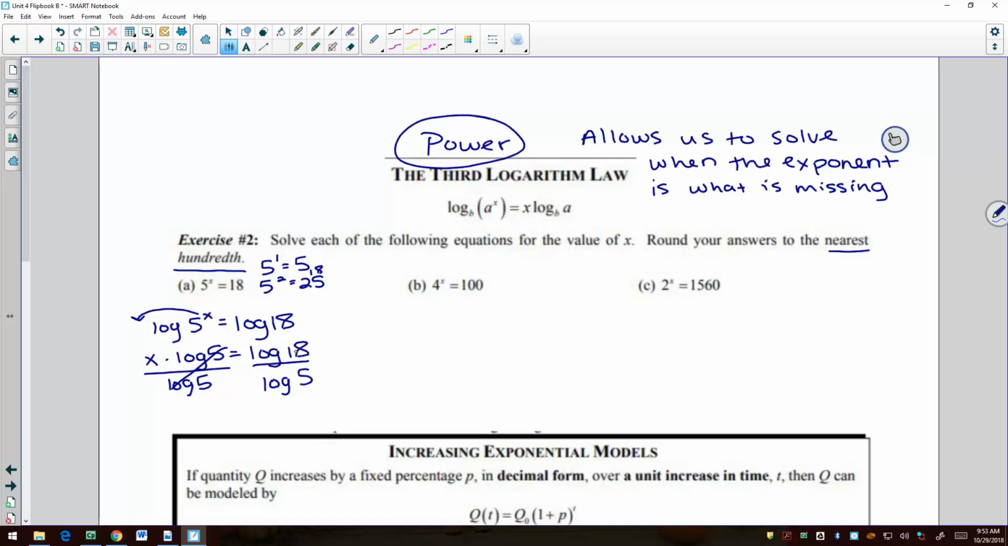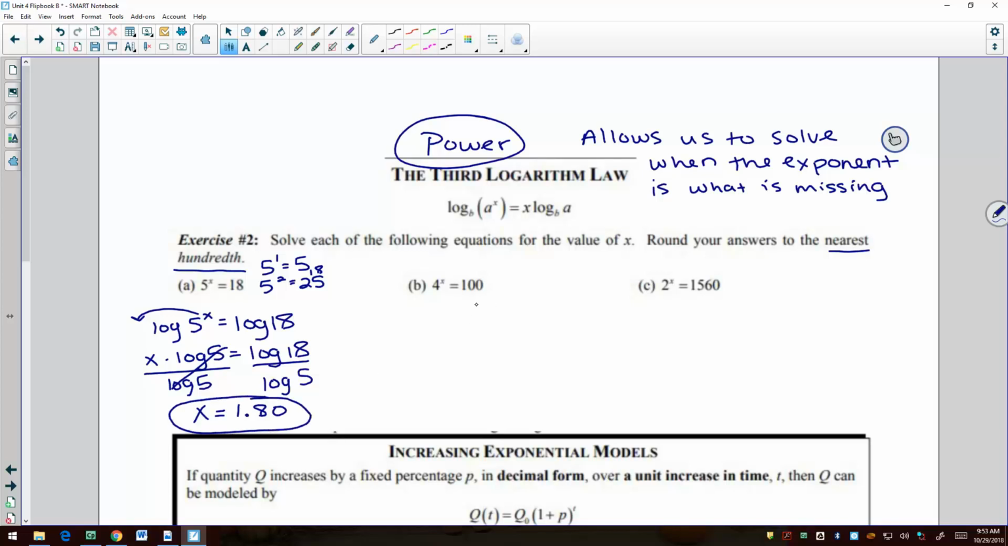You can't do in your head, remember, this is an imaginary base 10, 10 to some power is 18. You're not going to be able to do that in your head because it's not easy. Same thing here, 10 to some power is 5. Your calculator can do it quicker, and it's going to divide those out. So literally on your calculator, you just type the log of 18 divided by the log of 5. It'll spit out some number, and you have to round to the nearest hundredth. It's 1.80. Make sure you put that 0 there because you have to tell me you know that hundredth means 2 decimals.